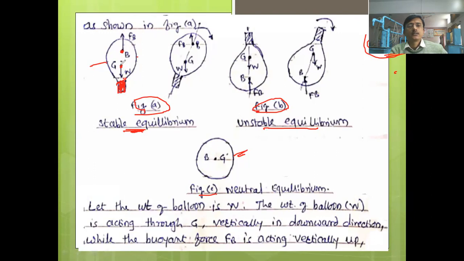We know that this G is nothing but the CG of the object, and the weight of the whole object always acts through the center of gravity. And what is the center of buoyancy? We know that this buoyant force always acts through the center of buoyancy. So here we can show this arrow that represents the buoyant force, and this arrow shows the weight of the balloon, including this weight.